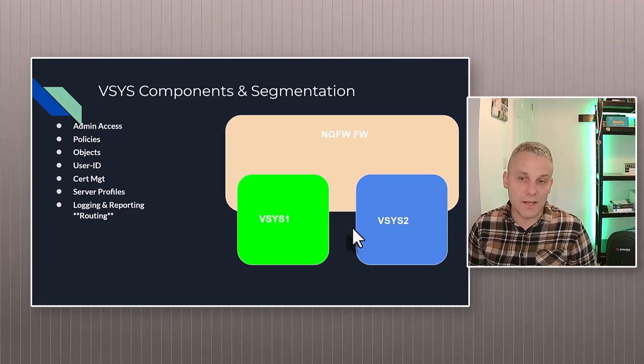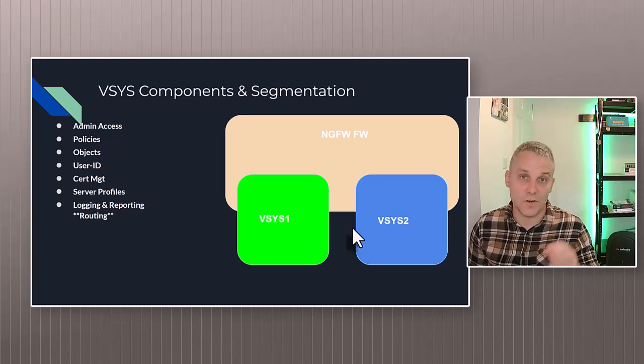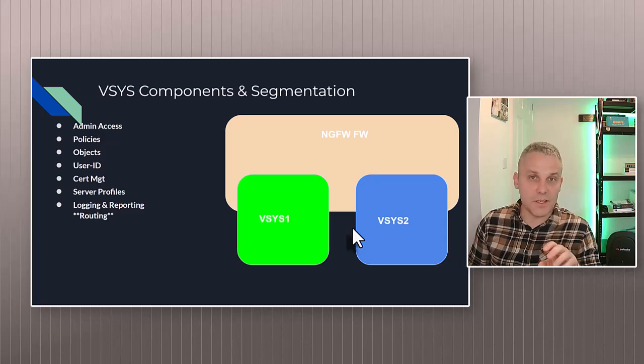Routing, so I have the routing and the kind of asterisk there. Even though you can have virtual routers on a per VSYS basis, if you are an admin on a per VSYS basis, you're not going to be able to access the virtual router, because even though it's designated to a particular VSYS, it is seen as a device level configurable item, and it could impact other areas or traffic flows on the device.